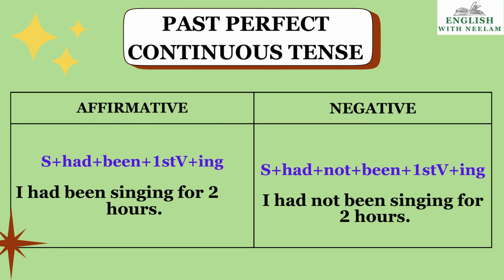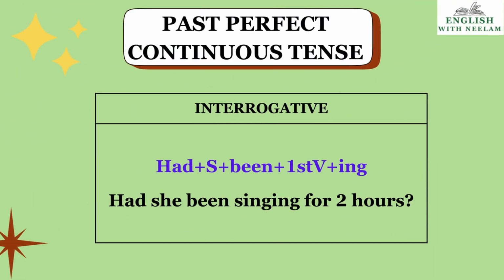I had been singing for 2 hours. Negative sentence, subject plus had plus not plus been plus first form of verb plus ing. I had not been singing for 2 hours. Interrogative, had will come in the beginning. Had plus subject plus been plus first form of verb plus ing. Had she been singing for 2 hours?